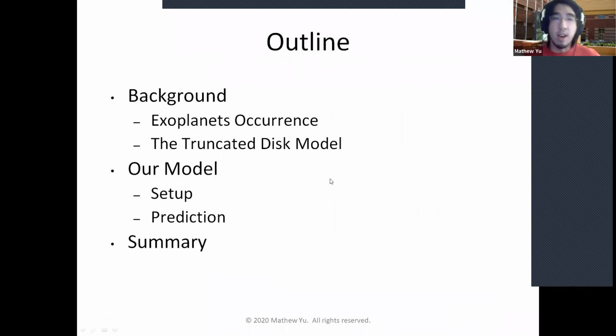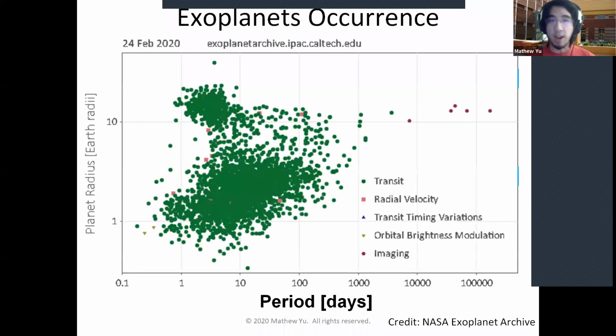In this talk, first I would like to introduce you to a little bit on the exoplanet occurrence side of things, and then I will go over what is the current state-of-the-art modeling on how people are treating the inner region of the protoplanetary disk, and then after that, I will go into what kind of model we are trying to present and what kind of prediction we can get out of this type of model. So first off, exoplanet occurrence.